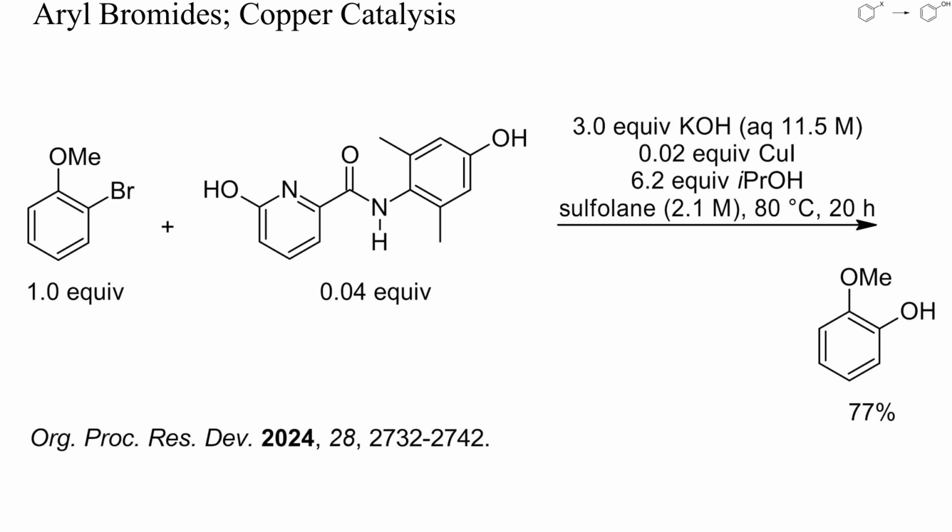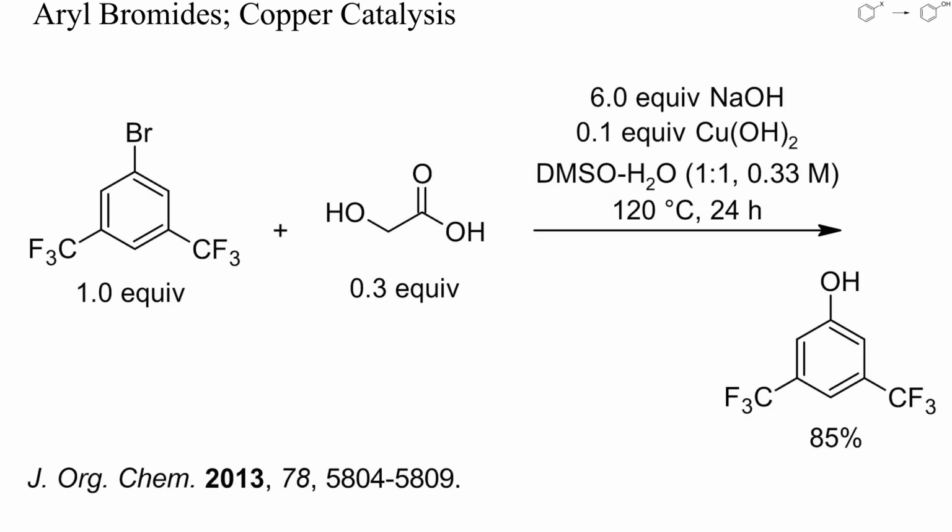Here, 2-bromoanisole was converted into guaiacol with an excess of potassium hydroxide and only 2% of a copper complex in sulfolane. Even glycolic acid can promote copper-catalyzed substitutions of unactivated aryl bromides, as shown here. Aryl ether formation was prevented by the large excess of sodium hydroxide.